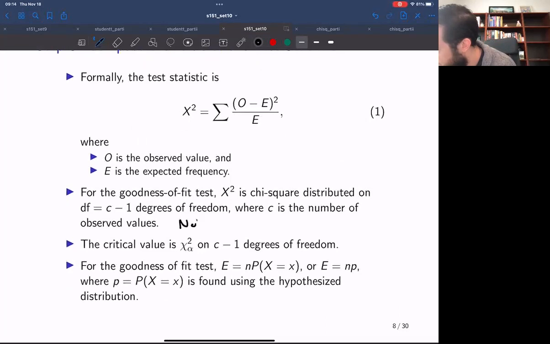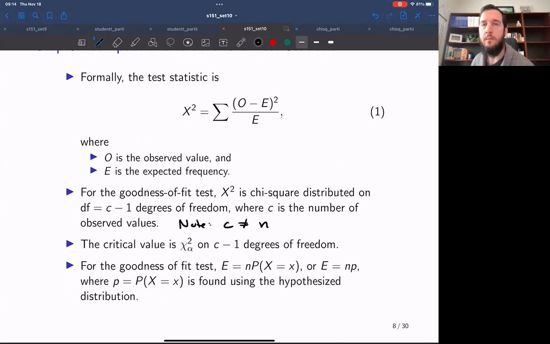Okay, so note, c does not equal little n. The sample size and the number of observed values are not the same thing. The number of observed values is basically the number of outcomes.